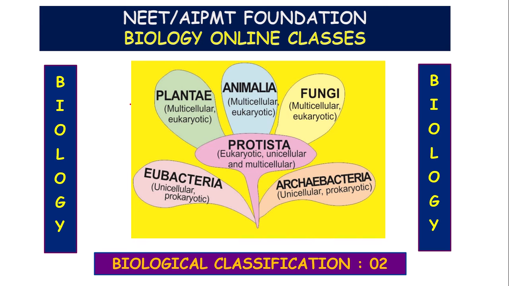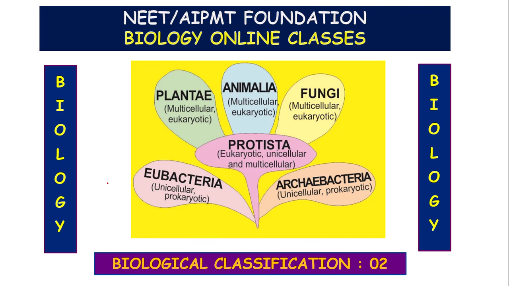What is biological classification? Biological classification is the scientific procedure of arranging organisms into groups on the basis of their similarities and dissimilarities and placing the group in a hierarchy of categories. The hierarchy which we are following at present was given by R.H. Whittaker in 1969. He divided all the organisms into 5 kingdoms. What are they? Monera, Protista, Plantae, Fungi and Animalia.